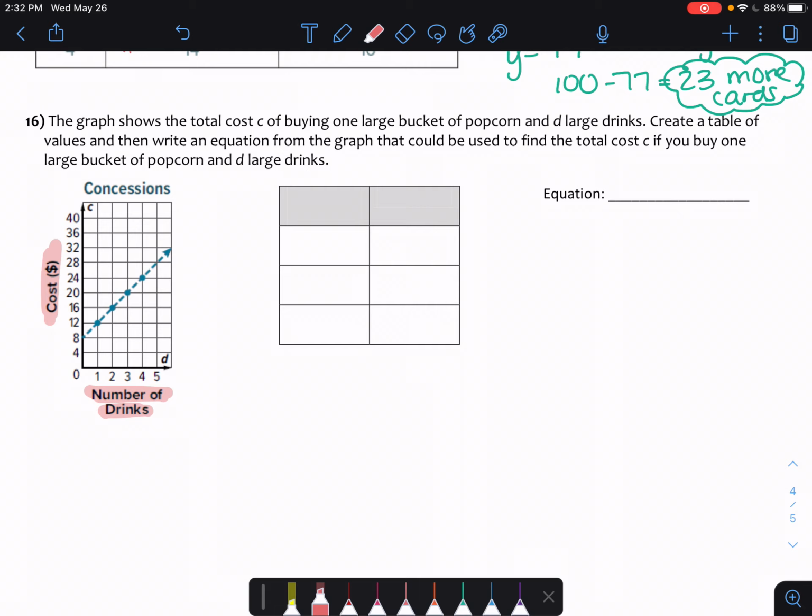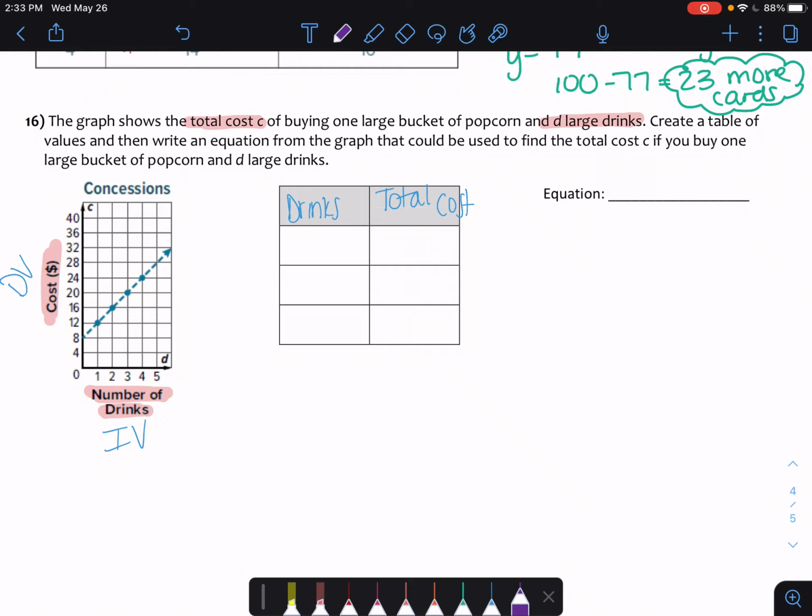So this says the graph shows the total cost of buying 1 large bucket of popcorn and D large drinks. So I'm going to have the number of drinks. And again, my independent variable is down here. My dependent variable is over here. So I have to know how many drinks that I'm buying before I know the total cost. So again, my total cost is dependent.